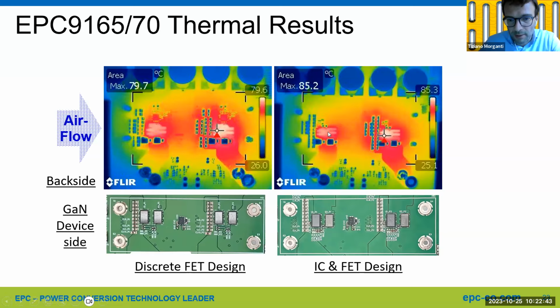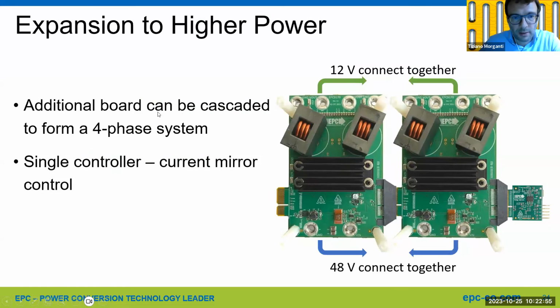This is the EPC9170, which is a slightly higher temperature than the discrete implementation board. And this is the configuration where you can cascade two of those boards, and a single controller can control two of those boards, and you can build a 4-phase system with up to 4 kilowatt output power.